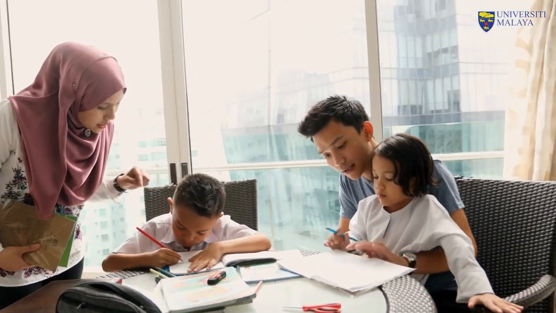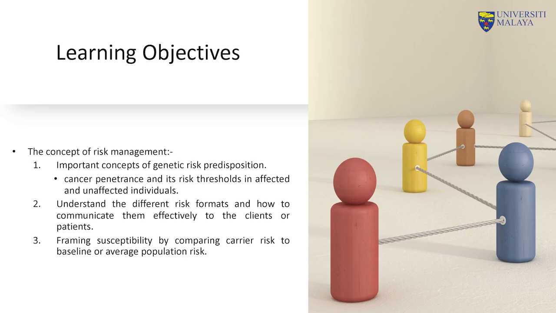is not compromised. This week, we are going to look into the concepts of risk management, the important concepts of genetic risk predisposition, which is the cancer penetrance and risk thresholds in affected and unaffected individuals. We are also going to understand the different risk formats and how to communicate them effectively to the clients or patients. Framing susceptibility by comparing carrier risk to baseline or average population risk remains important in helping patients make decisions on genetic testing and counselling.